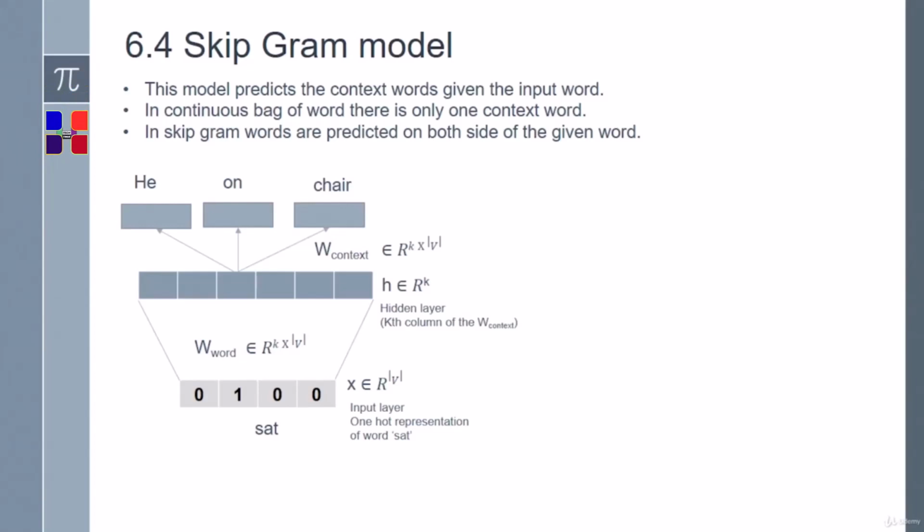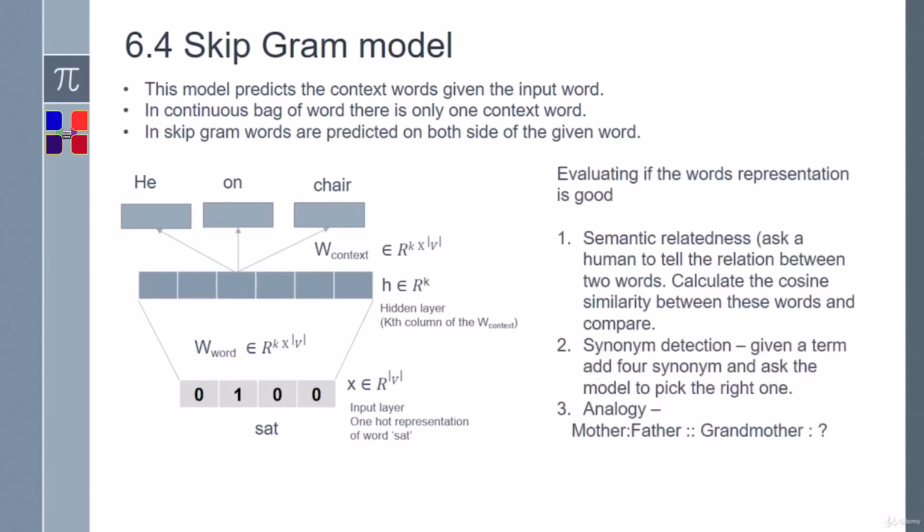So in this particular model, the algorithm tries to predict the context given the word, right? So in case of continuous bag of word, the previous example that we saw, there is only one context word. But here in this case we are trying to predict both sides of a given word. So for example, if the sentence is sat on a chair and the input is sat, then we are trying to find out the probability of the word before this and probability of the word after this.